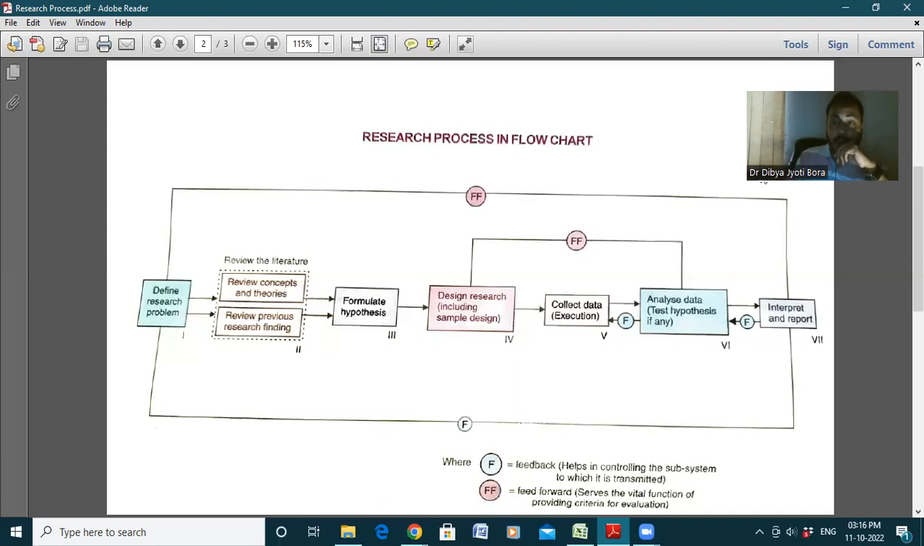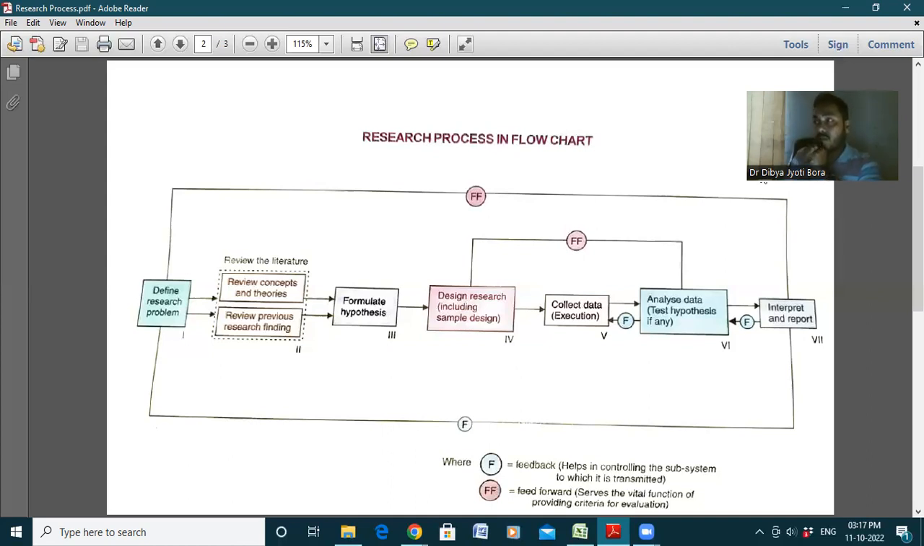But overall, you know from my last lecture itself that hypothesis is a kind of assumption, right? तो ये hypothesis आप formulate करोगे कब? After the review of literature stage. Then you come to the next stage, that is design research, including some sample design.